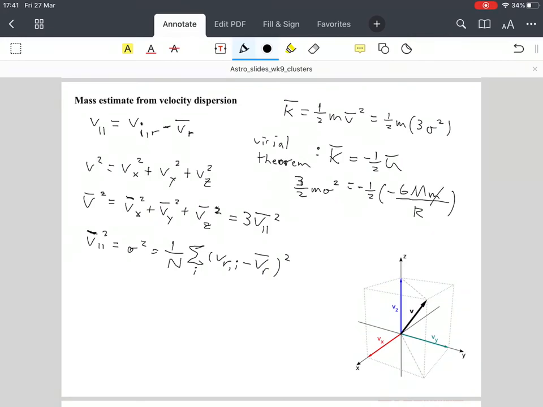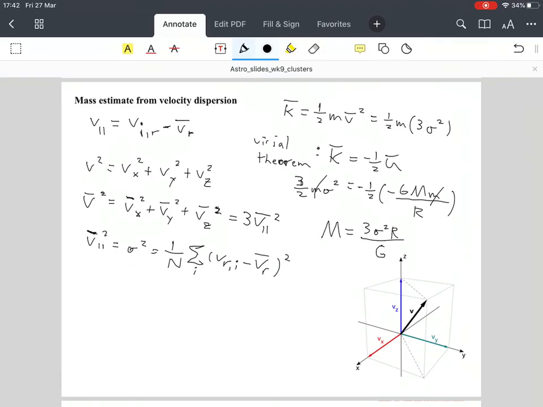Okay, and if we now solve for capital M, because the little m's cancel, we can find a way to get the measure of the total mass of this galaxy cluster. Because we've measured sigma squared, we can approximate what R is just by looking at the image that you get for a galaxy cluster, and G is the gravitational constant. So this formula gives us this estimate for the entire mass of the galaxy cluster.